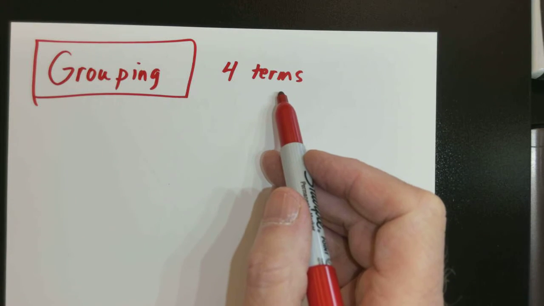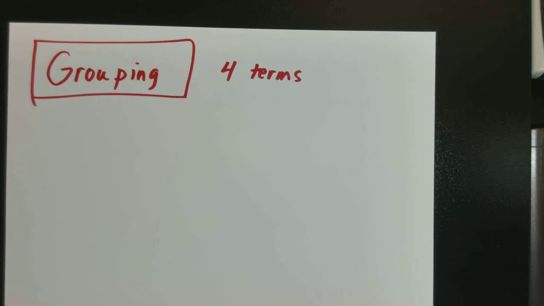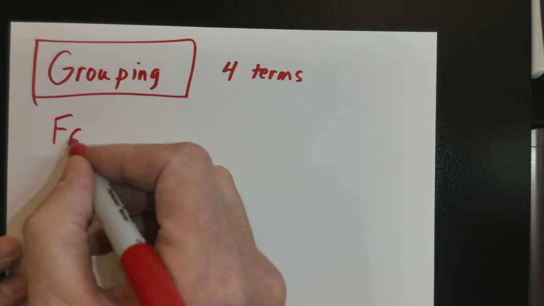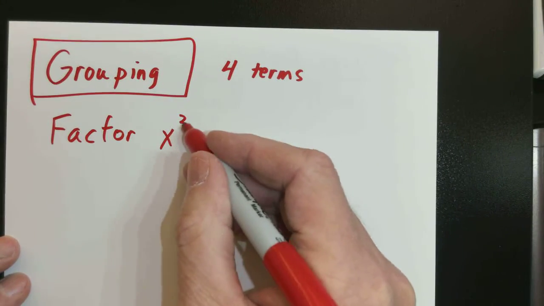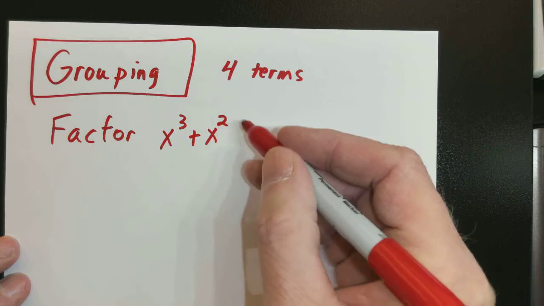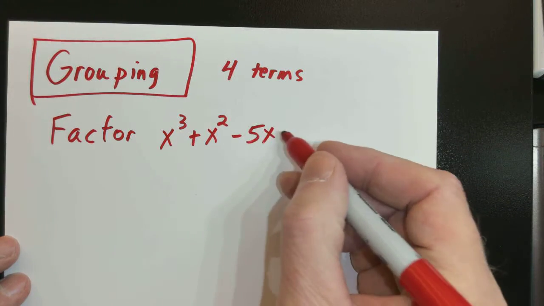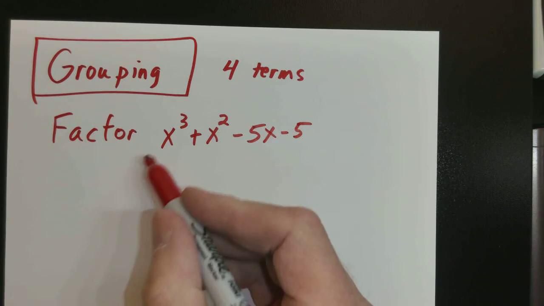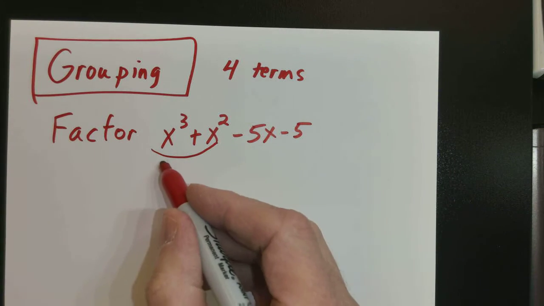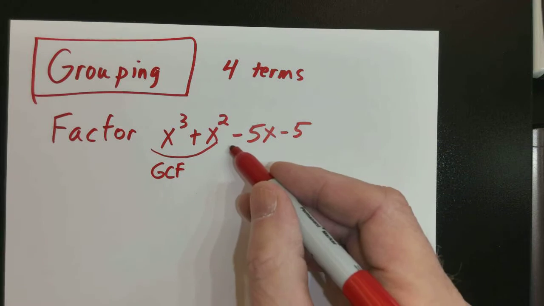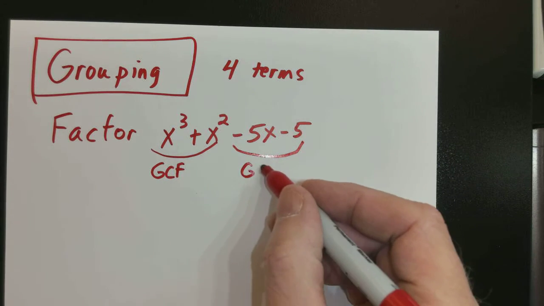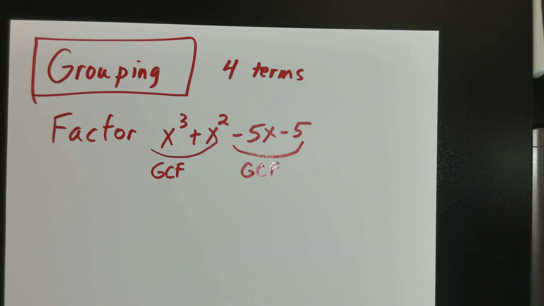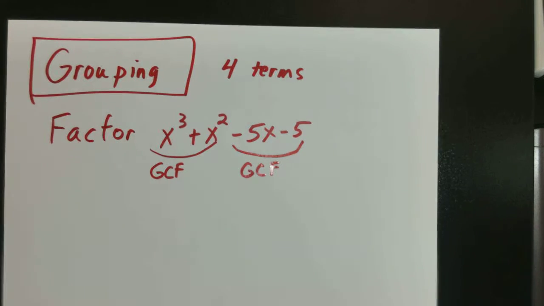Four terms when you're factoring with grouping. Let's try this one. Let's factor x to the third plus x squared minus 5x minus 5. So when you're grouping, you do the GCF for the first two terms, and then you do the GCF for the second two terms. You do them separately. All right?